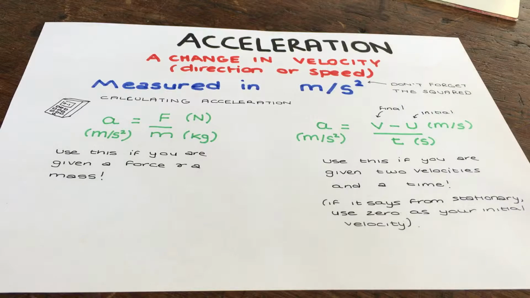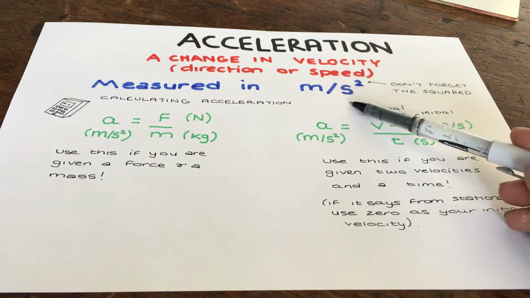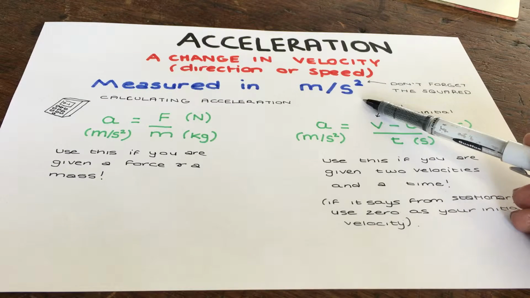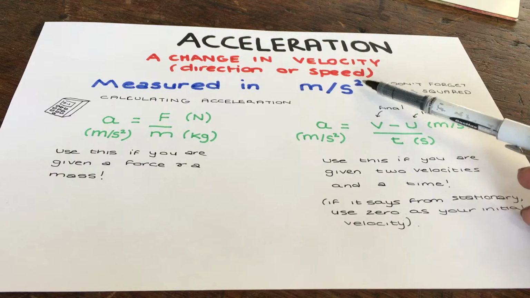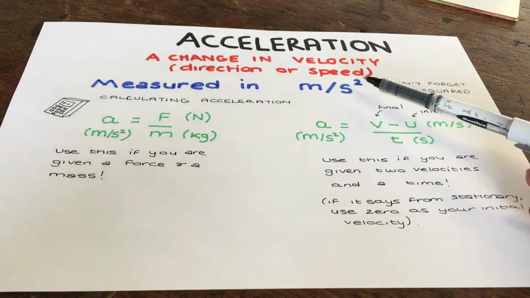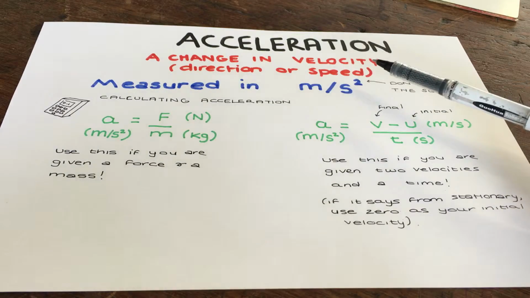So for example, Earth is actually accelerating around the sun right now, even though we're going at a constant speed. So it is possible to go at a constant speed and still be accelerating. It's measured in meters per second squared. If they ask you to work it out, you will have to put the unit, because everybody forgets to put the squared. So it's an easy mark for them to give away.